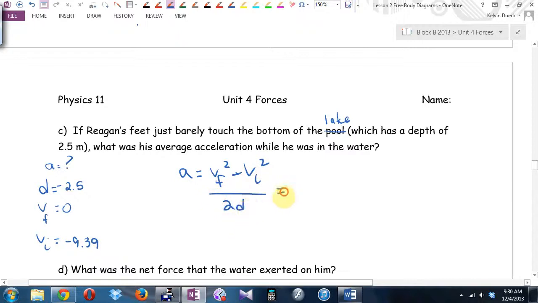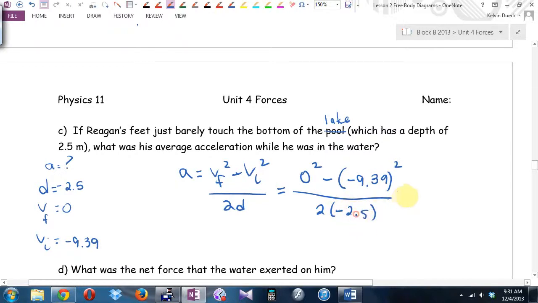Eric, you preach it. It's going to be 0 squared minus, and I got to be careful, negative 9.39 squared. And I'll put the negative inside brackets and the squared outside brackets. Or you know what? Wait. What's a negative squared? On my calculator, I won't bother typing that little negative right there because it's a waste of time. It's going to cancel anyways. Yes? All over 2 times negative 2.5.